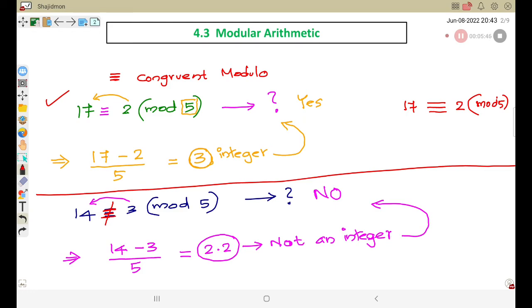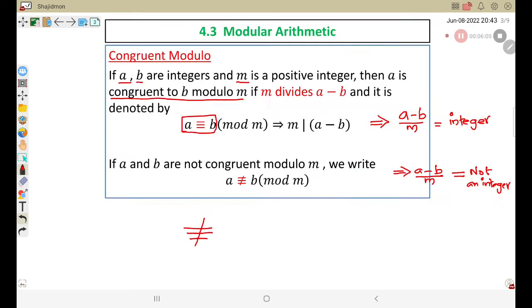So this is the idea of the congruent. It is an easy idea, just how we are using that congruent symbol. Congruent means a minus b, m divides a minus b, or a minus b divided by m should be an integer. If a minus b divided by m is not an integer, we use the not congruent symbol. So we can remember that idea.